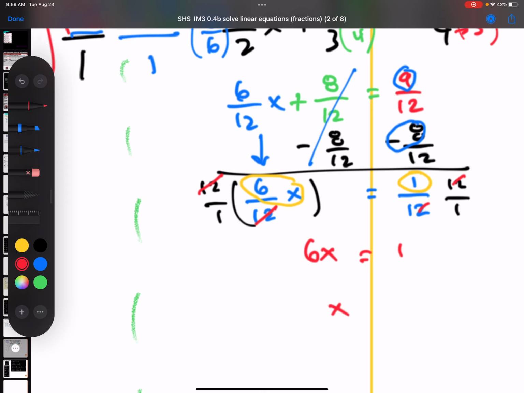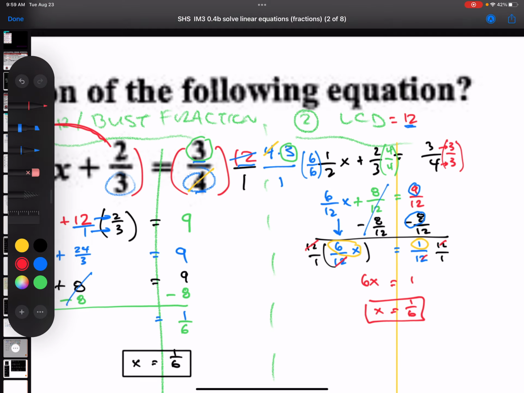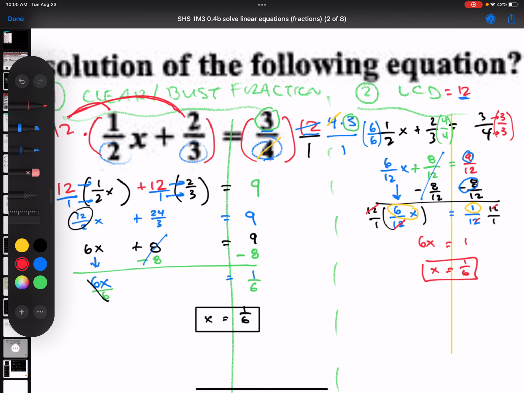And this will give you the same answer as the other side. Okay? So 2 ways of solving the problem. You can either clear or bust the fraction by multiplying by the LCD, or in method number 2, you just make all the fractions the LCD.